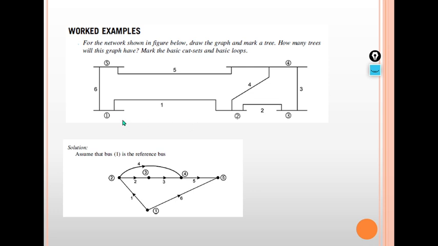Now from this we can see that between 1 and 2, branch 1 is connected, and the direction is given in this way. Next, 2 to 3: branch 2 is connected. Next, 3 to 4: branch 3 is connected.